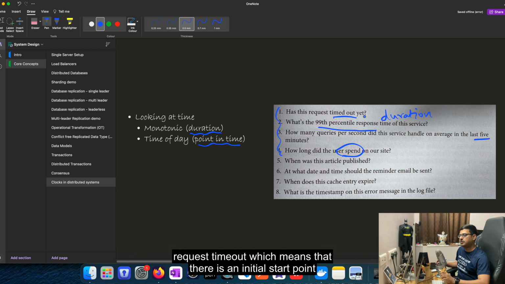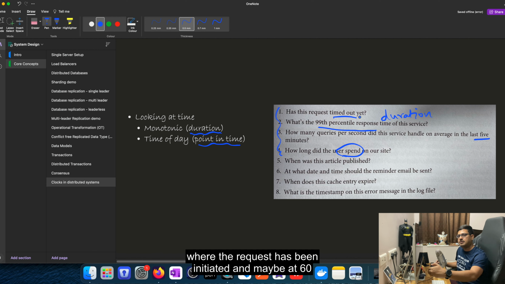Request timeout, which means that there is an initial start point where the request has been initiated, and maybe at 60 seconds it will time out. So there is a duration, right? Similarly, the other questions.